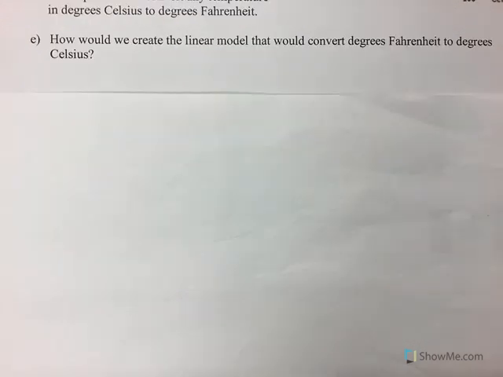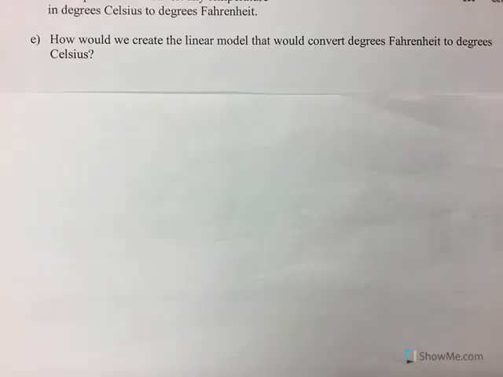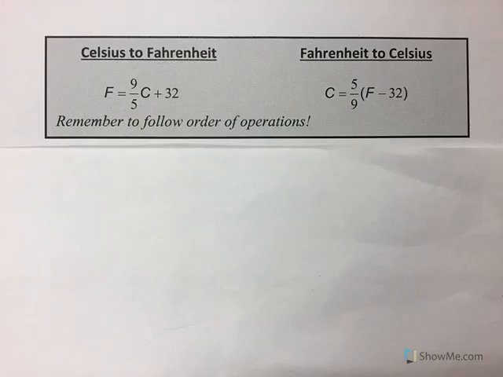So how would we create a linear model that would convert Fahrenheit to degrees Celsius? This is Celsius to Fahrenheit, and if we wanted to flip it, we would just flip our ordered pairs. We would put Fahrenheit first and then Celsius, and so our ordered pairs would be 32, 0 and 212, 100. The only issue is now we don't have a y-intercept because we don't have an x value of 0. So you'd have to work a little harder to find your y-intercept.